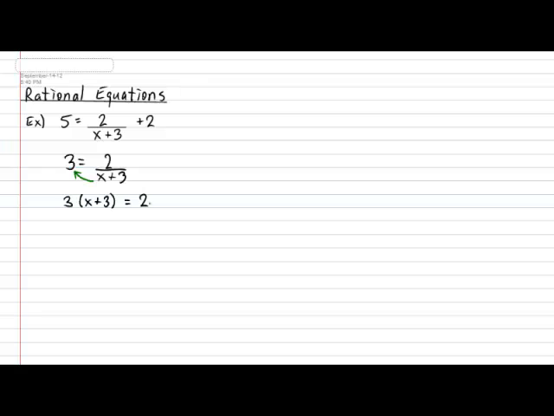The only thing left to do is to continue isolating the x. So, continuing with our algebra, this will give us 3x plus 9 equals 2. Next, 3x will equal 2 subtract 9, which is negative 7. And finally, x is equal to negative 7 divided by 3, which simply gives us the final result of negative 7 over 3. As you can see, solving a rational equation is not complicated whatsoever.